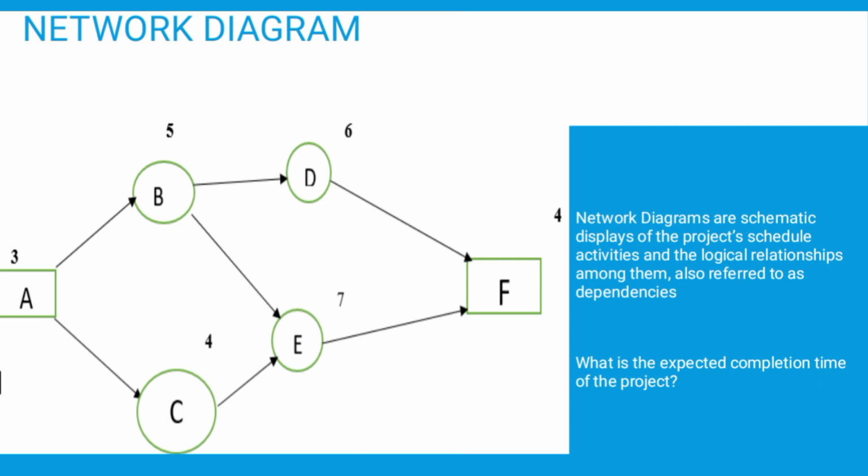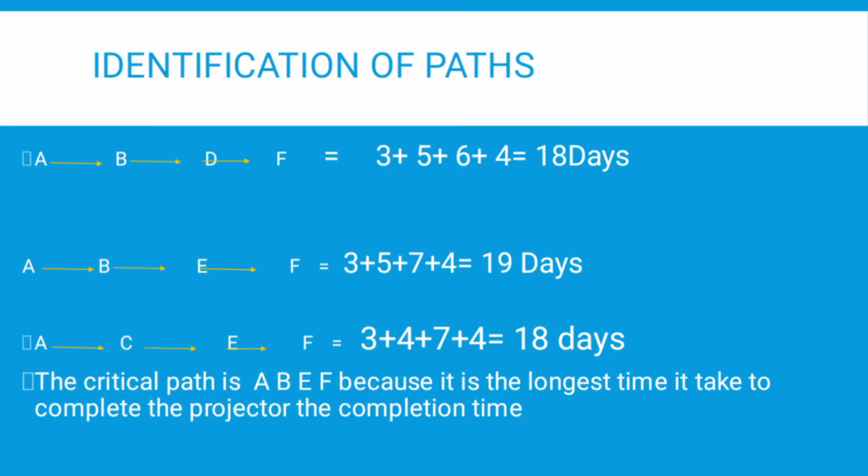So let's identify and calculate the total duration. Here we have A, B, D, F, which is 3 plus 5 plus 6 plus 4, which is 18 days. A, B, E, F is 3 plus 5 plus 7 plus 4, which is 19 days. Then we have A, C, E, F, which is 3 plus 4 plus 7 plus 4, which is 18 days. So the critical path is A, B, E, F, which takes 19 days. For this project to be completed, it takes 19 days.